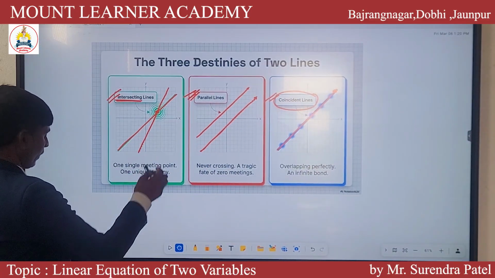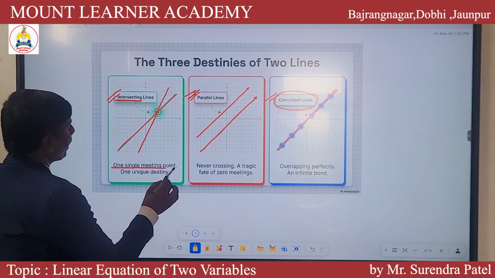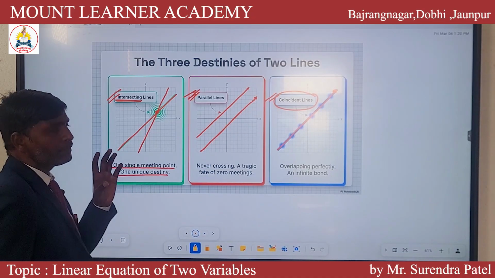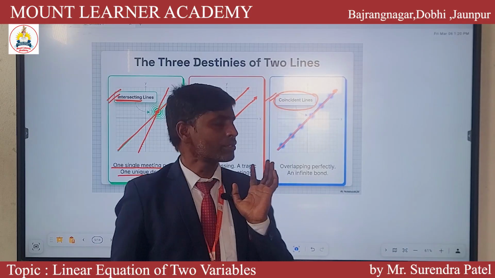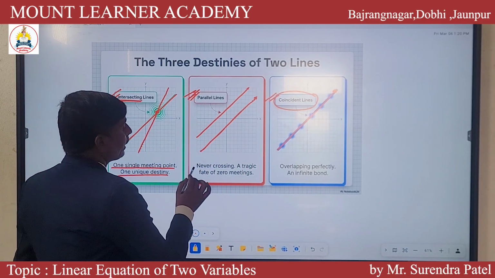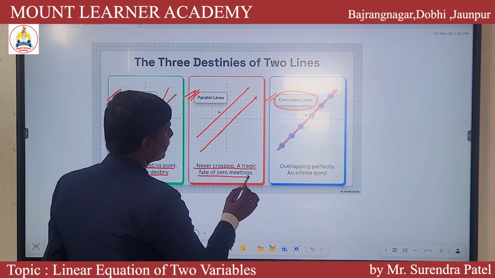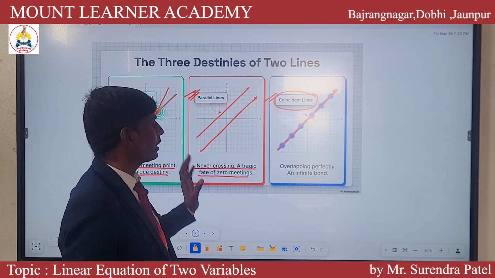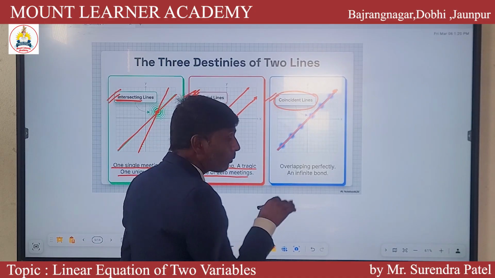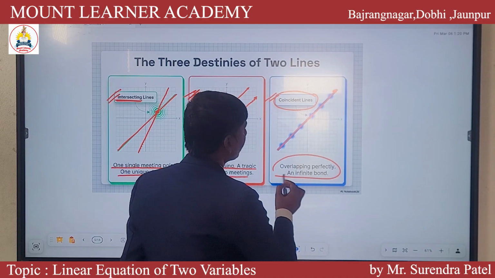Now, the number of solutions: on a single meeting point, there is one unique solution, meaning if the lines intersect at a single point, there is only one solution. If the lines never cross, there is no common point, so there is no solution. And if one line overlaps the other line, then there are many solutions, meaning an infinite number of solutions.